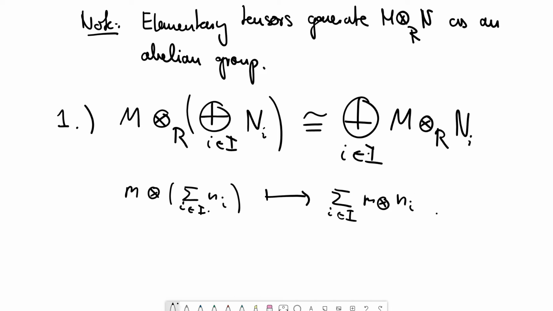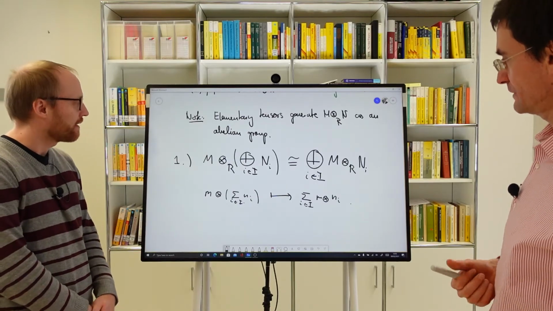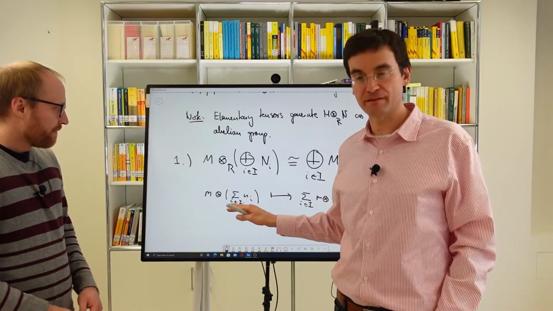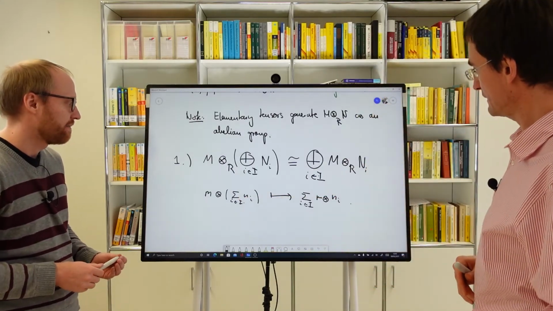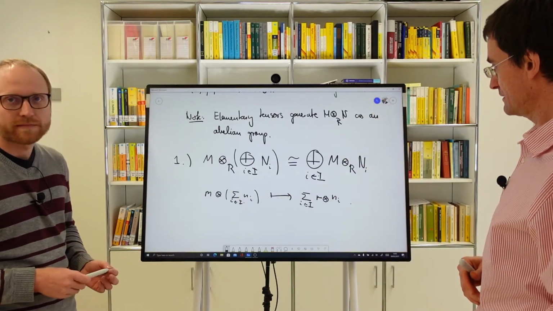And this is an example of an isomorphism defined, well defined in this manner. And it's implicitly understood that this sum is a finite sum. So there are only finitely many n_i's that are non-zero in this notation.